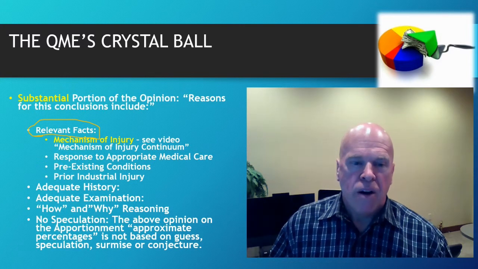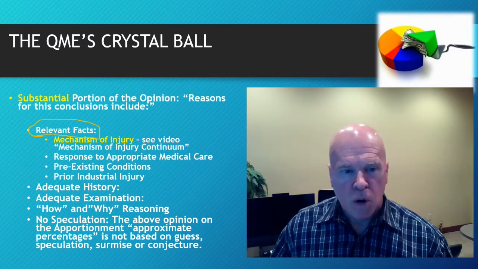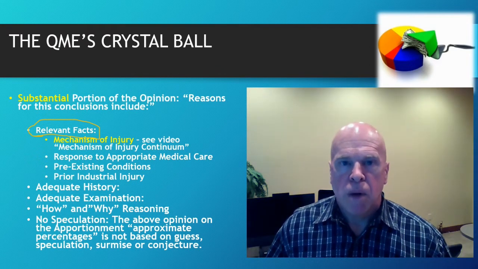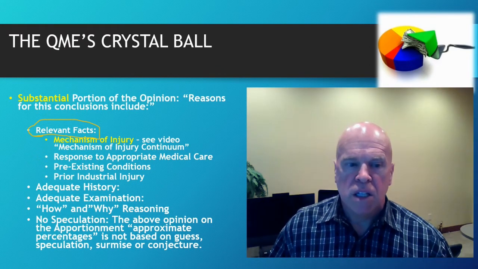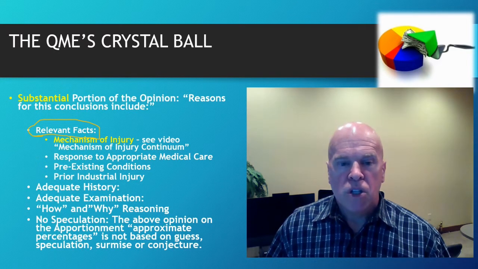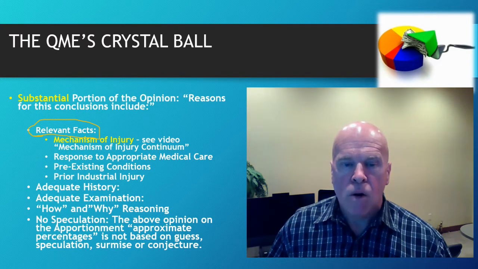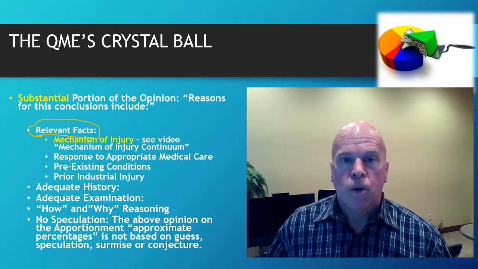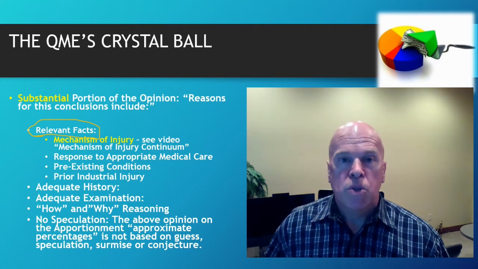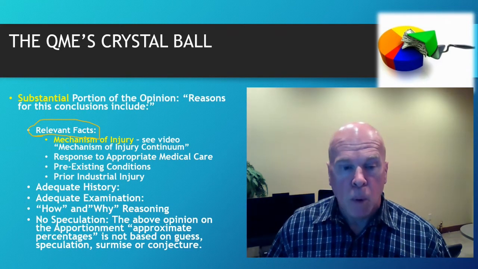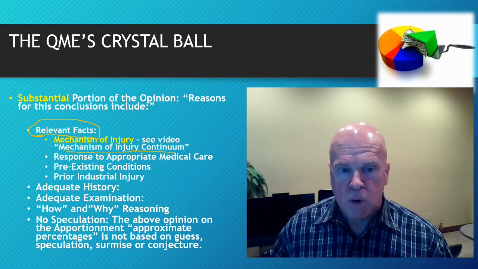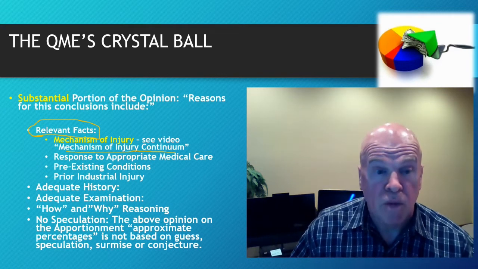Now, I have a great video available for you on YouTube. You can search for it by typing in my name, Perry Carpenter, DC, and then type in mechanism of injury continuum. There you'll see several ideas as to how relevant facts related to the mechanism of injury can contribute to a substantial opinion on your apportionment approximate percentages. So very, very valuable information related to the mechanism of injury.